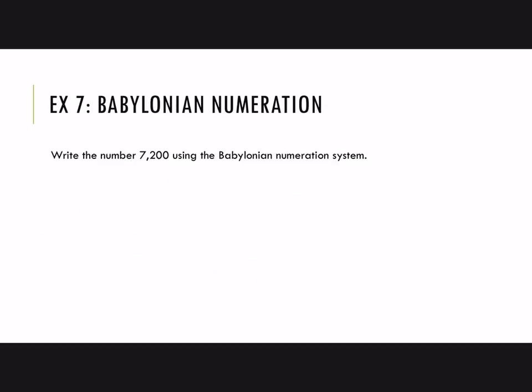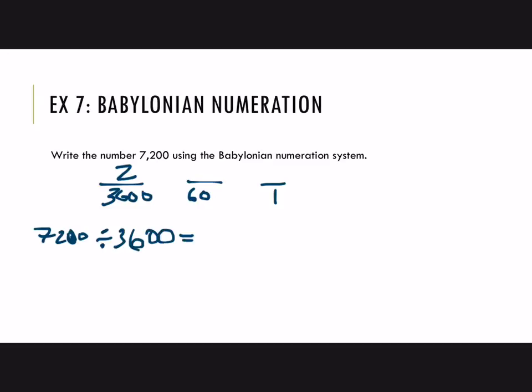All right, how about 7,200? So same thing, let's look at groups of 3,600, groups of 60, and groups of 1s. And if you divide this, 7,200 divided by 3,600, again that's exactly 2. Okay, so 2 groups of 3,600. Sorry, that's a little messy there. Divided by 3,600 is 2. So that means that there are 0 60s and 0 1s. All right, so again, this would have also just been written with the 2 symbols for 1s.